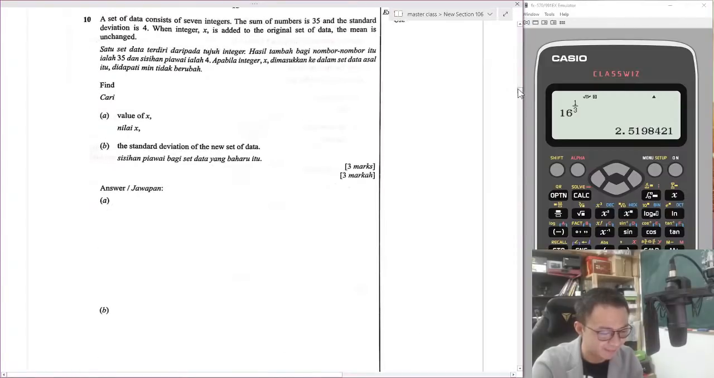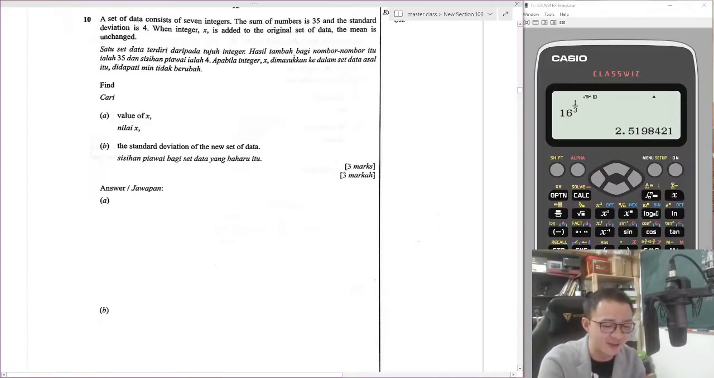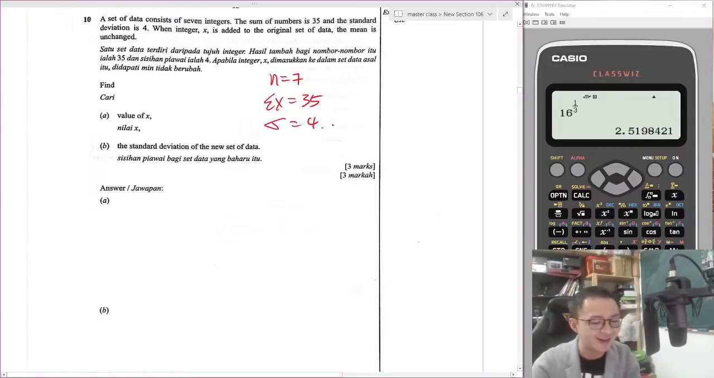So number 10. Okay, this one will be slightly difficult because you have a new value added in. But if you understand the logic, it's still okay. So we have a set of 7 integers, so n equals 7. The sum of x equals 35. The standard deviation equals 4. When integer x is added to the original set of data, the mean is unchanged. That means when I add the new number, no matter what it is, the mean is unchanged. They ask you to find x and then find the new standard deviation.